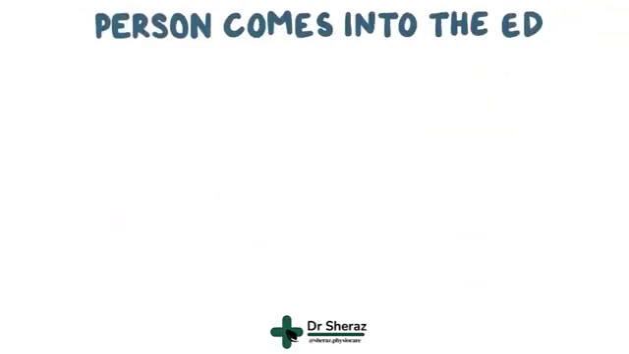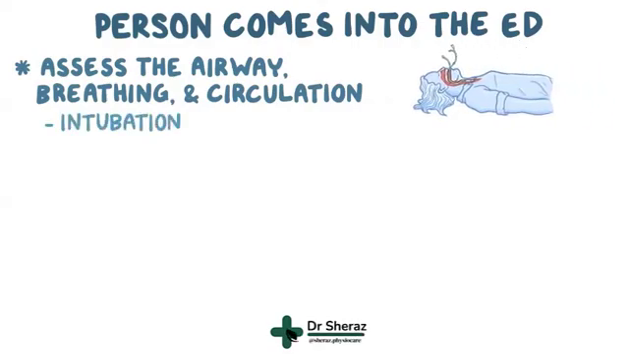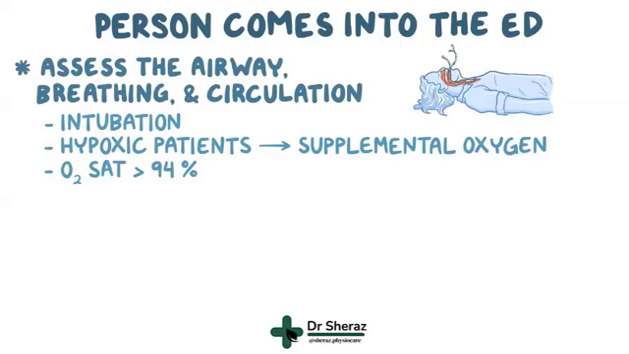When a person comes into the emergency department with focal neurological deficit, the first thing to do is assess the airway, breathing, and circulation, especially if the patient is unconscious. Sometimes, intubation might be needed, especially if there's a decreased respiration and muscular airway obstruction. Hypoxic patients should be given supplemental oxygen and have monitors to ensure that their oxygen saturation remains above 94%.